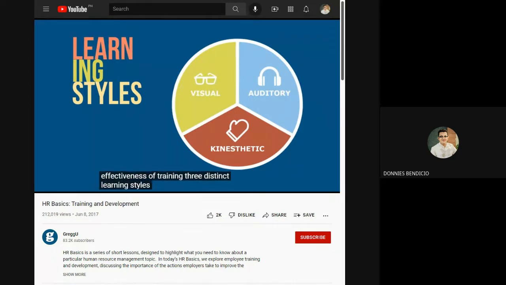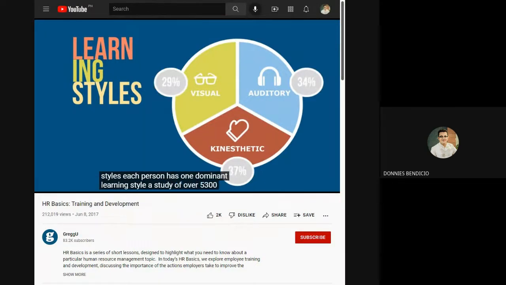3 distinct learning styles are visual. Our visual learners like to see when learning. Auditory. These learners simply learn better by listening. And kinesthetic. These learners best acquire new skills and knowledge by doing something. Although everyone learns in all of these styles, each person has one dominant learning style.